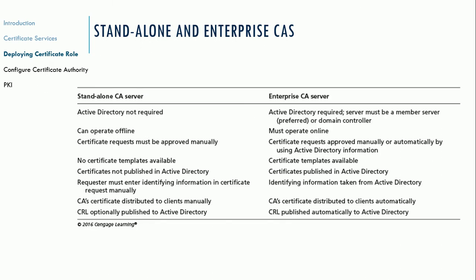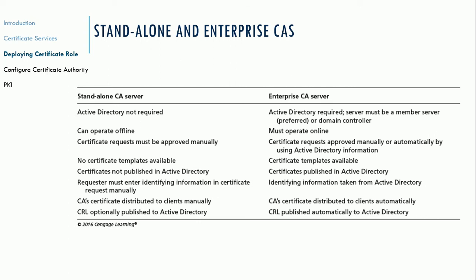So here's just a quick chart. This is from the textbook I'm using for the course this semester. It shows you the difference between a standalone CA server and an enterprise CA server. With a standalone, you don't have to have Active Directory. You can operate offline. Certificate requests have to be approved manually. You've probably seen in Windows how to do that when you have to manually approve a certificate to make it trusted. There are no certificate templates available. Certificates are not published in Active Directory. The requester must enter identifying information for certificate requests manually. CAs are distributed to clients manually. CRLs are optionally published to Active Directory but don't have to be.